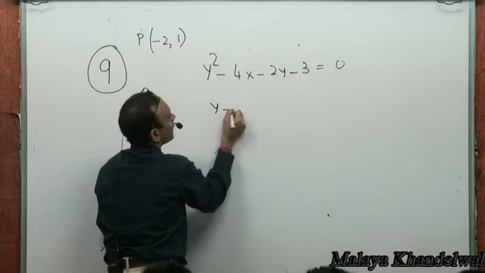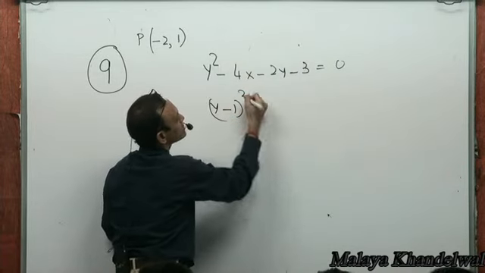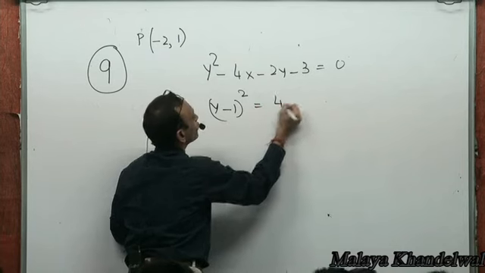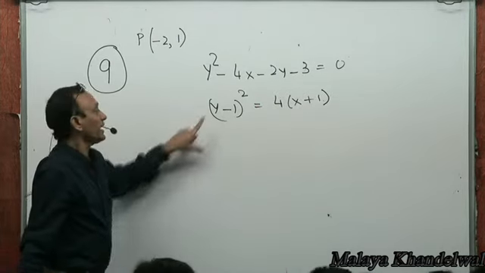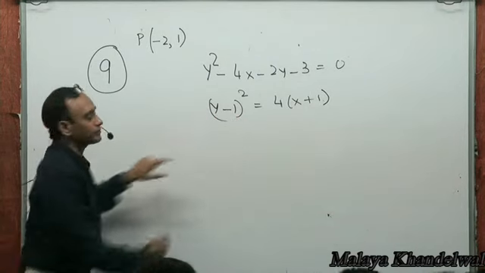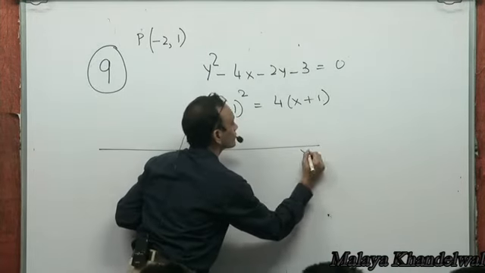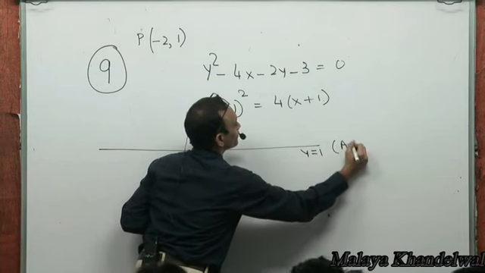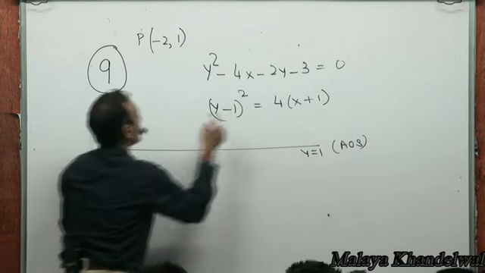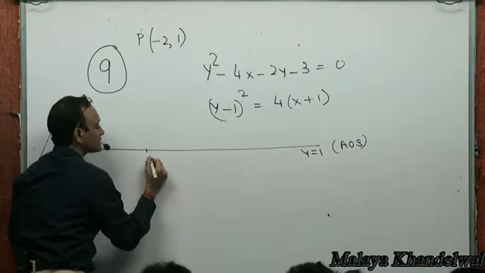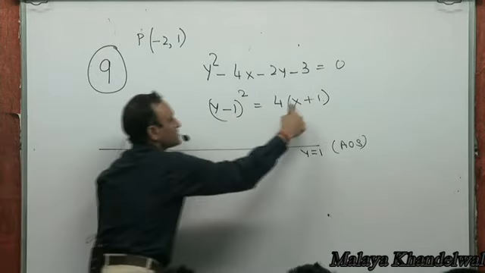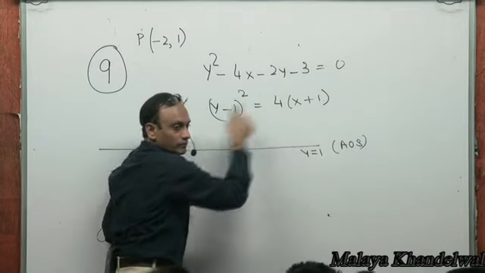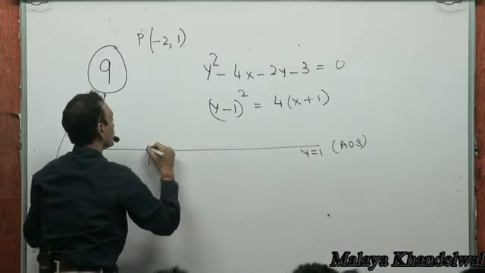This is like y minus 1 whole squared, plus 1 minus 1, that's 4 into x plus 1. That's this parabola. The axis of symmetry is y equal to 1. Minus 1 comma 1 is the vertex. x has to be greater than or equal to minus 1 for this to be non-negative.